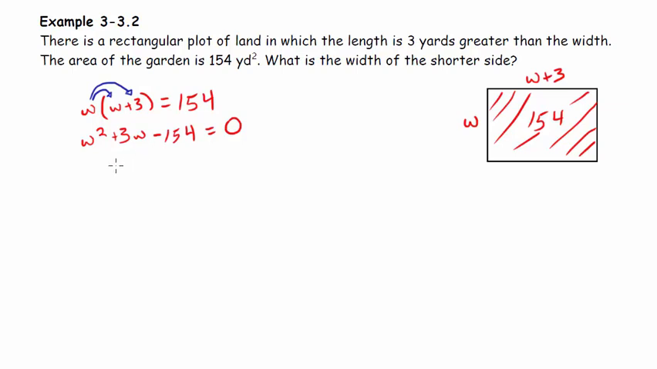Now I need to factor this. Let's see here. I need factors of negative 154 that have a sum of 3. Well, I know that one's going to be positive and one's going to be negative if I have a negative product. Now this one is not jumping out at me, so I don't know if you remember doing these little factor trees, 154. Let's see here. If I break this up, what is divisible into 154? Well, it's even, so I know there's a 2 in there, right? So that would be 2 and 77 maybe?